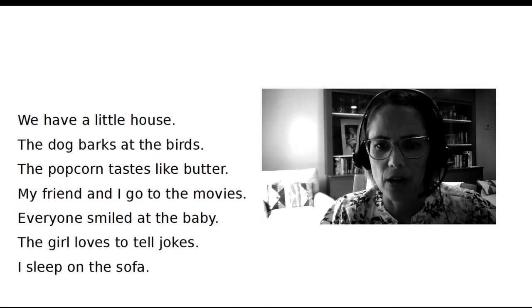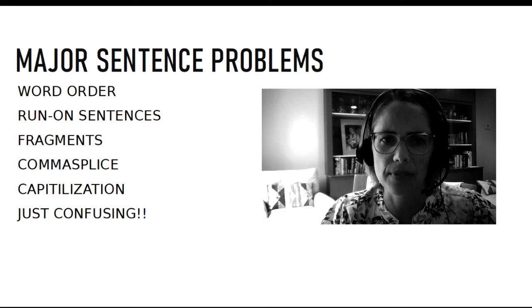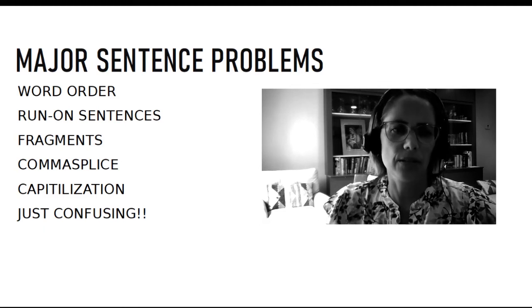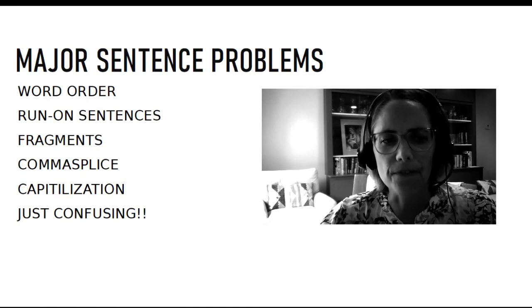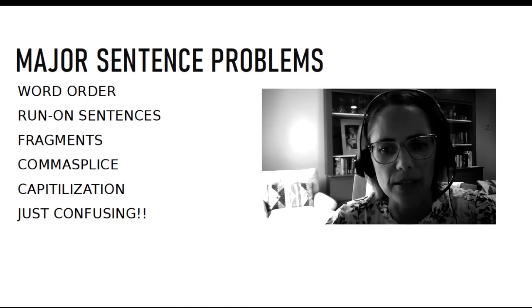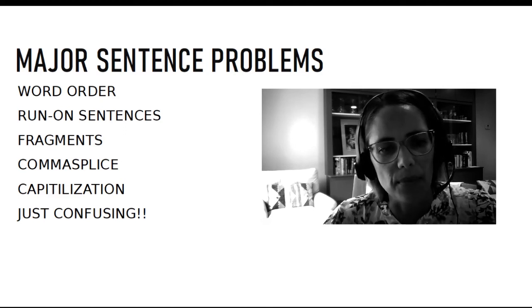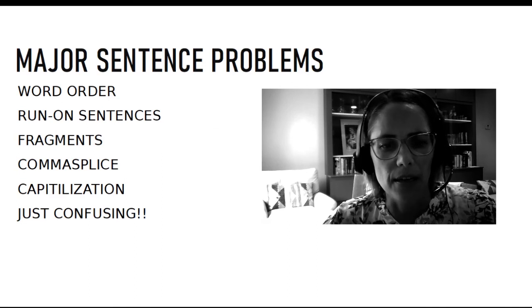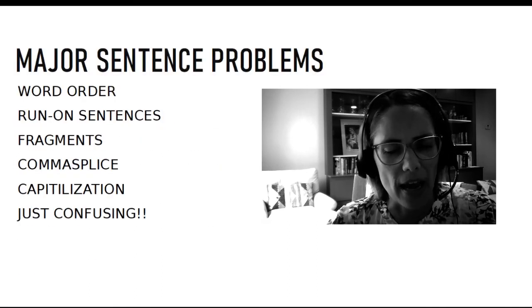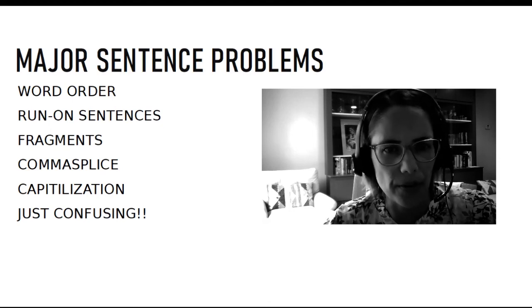All right, so I'll let you read through those sentences. And next, I want to talk about the major sentence problems that ESL students struggle with. So the first one is word order. That subject, verb, object pattern I showed you at the beginning of this video, it's confusing, and it can confuse lots of language learners. What's the word order in a sentence? Okay, so word order is a problem area.